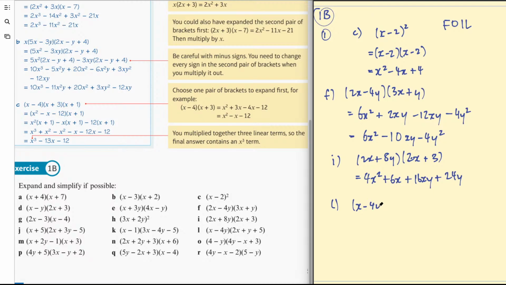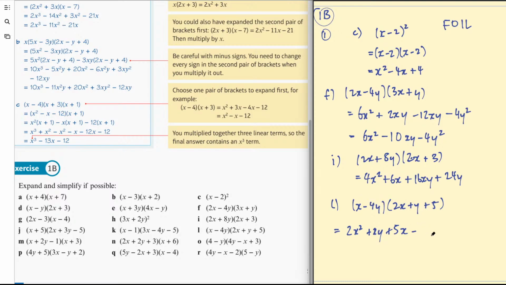x take 4y multiplied by 2x plus y plus 5. Here we have double brackets multiplied by an expression with 3 terms. We multiply everything in the first set of brackets with everything in the second set of brackets. So x times 2x, 2x squared. x times y is plus xy. x times 5 is plus 5x.